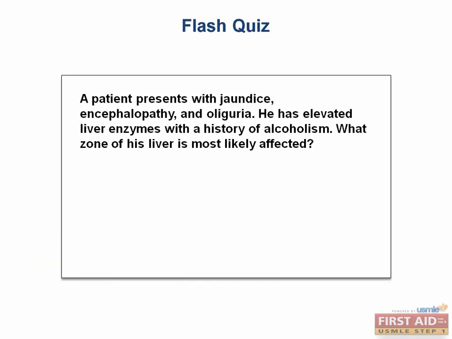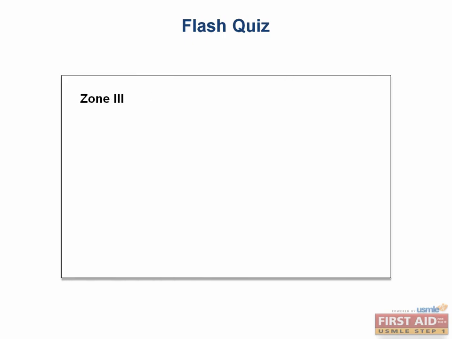Let's now do a flash quiz to cement what we've just learned. A patient presents with jaundice, encephalopathy, and oliguria. He has elevated liver enzymes with a history of alcoholism. What zone of his liver is most likely affected? That's right, it's Zone 3. Remember, Zone 3 is also known as the pericentral vein zone, and since it contains the P450 system, it makes it really susceptible to toxic injury, especially alcohol.